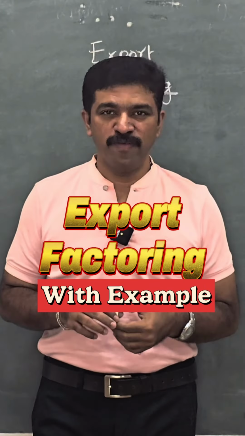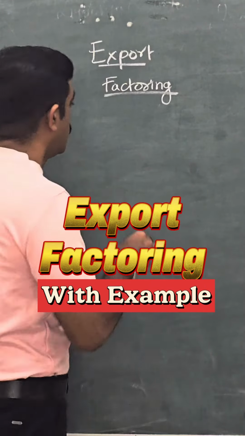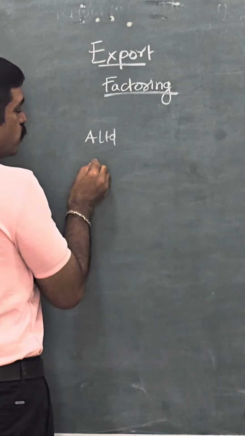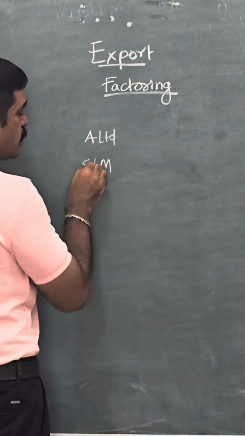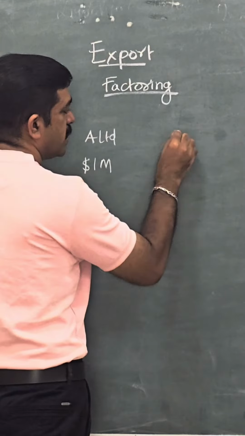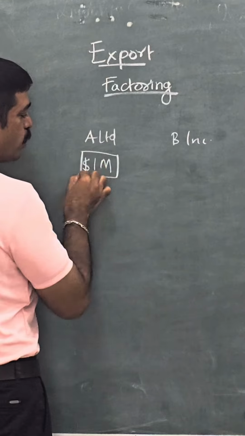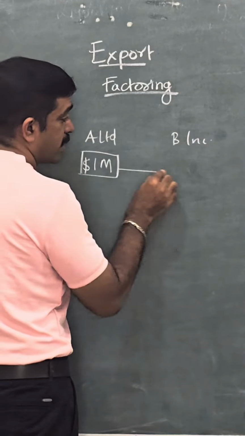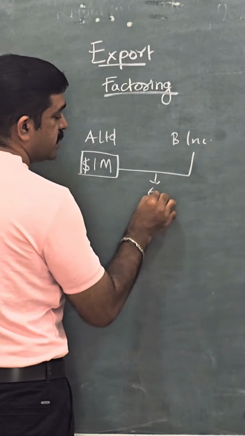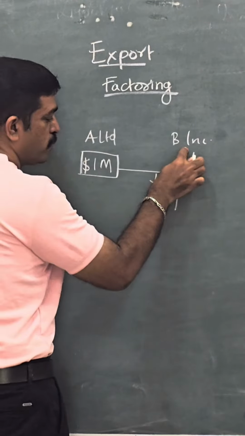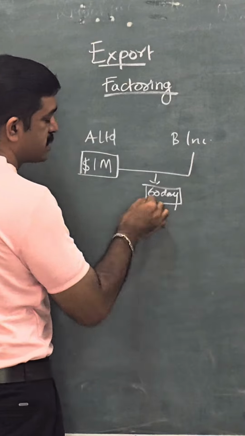What is export factoring? Let's understand with an example. Let's say there is a company called A Limited. It is selling goods worth $1 million to a company in USA, let's say B Incorp, right? So this $1 million sales is happening at credit terms of, let's say, 60 days. So it means A Limited will get this money from B Incorporation only after 60 days.